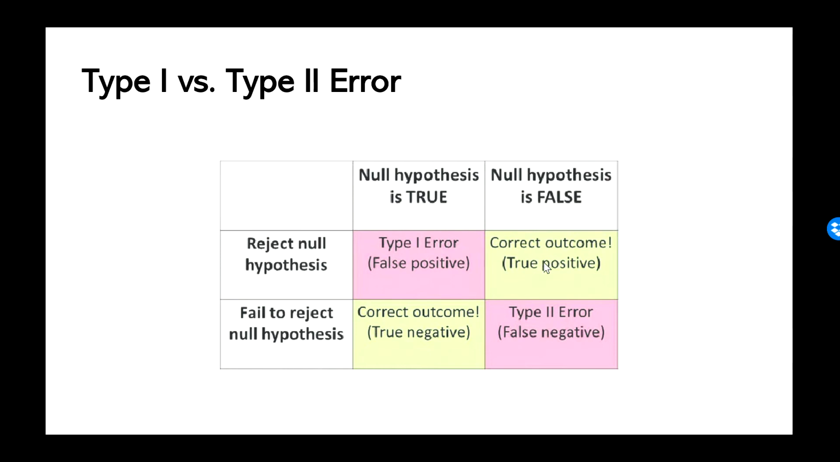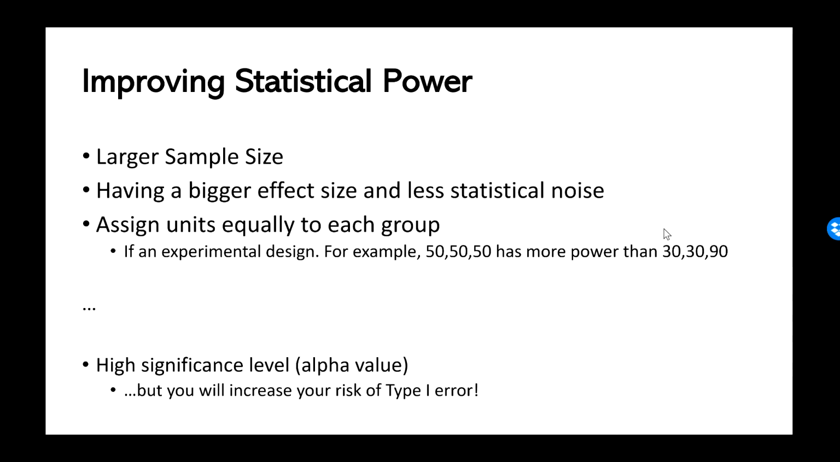Now, this right here is important because this represents what's called the power of our statistical test. So power is our ability to correctly reject the null hypothesis, and how often we will do that if it's the case. There's a couple of ways that we can improve our statistical power. Number one, we can have a larger sample size, because the larger our sample size, the better positioned we are to detect an effect if there exists one.